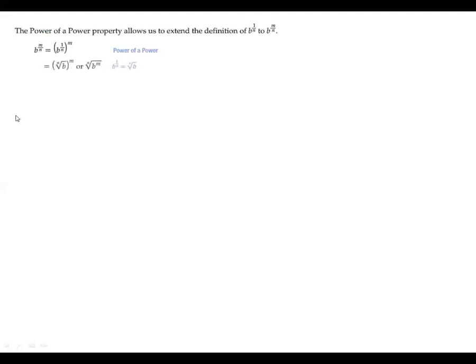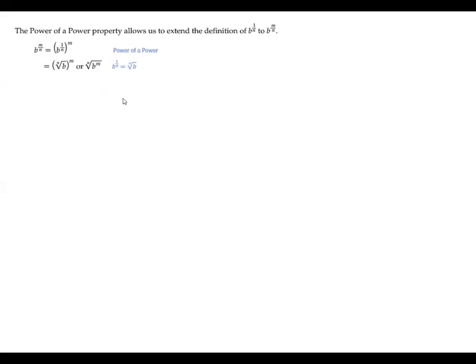Okay? So you could rewrite that in one of 2 ways. You could write it as the nth root of b, all of that raised to the mth power, or the nth root of b to the m. Whatever it is, the numerator number becomes the exponent, and the denominator number becomes the root.